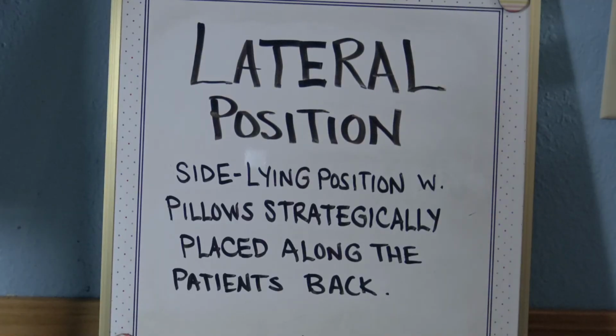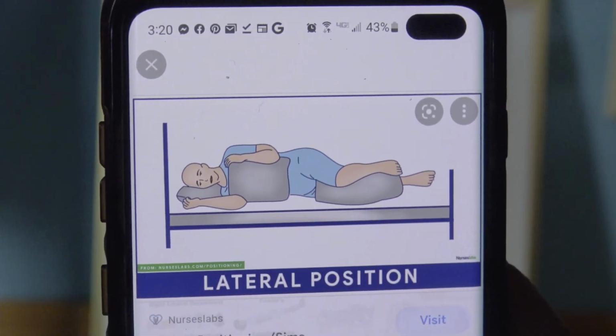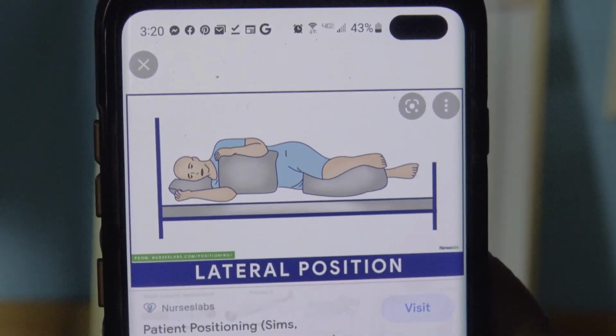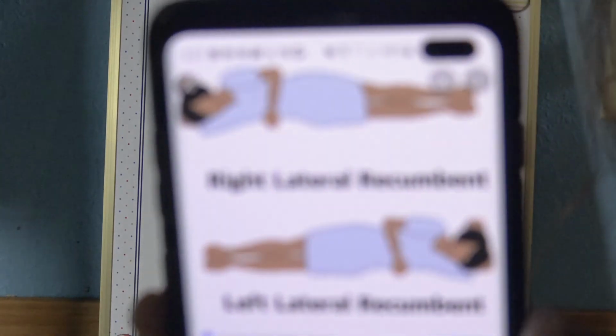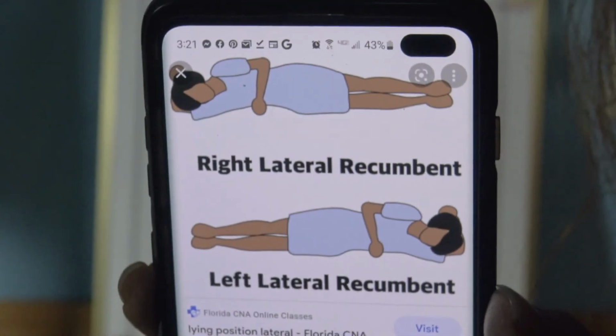Lateral position. The lateral position is a position that is described as side lying with pillows strategically placed along the patient's back, possibly the buttocks, and the pillow placed between the patient's flexed legs to prevent abduction and internal rotation of the hip. So, lateral position. Another example of lateral position.